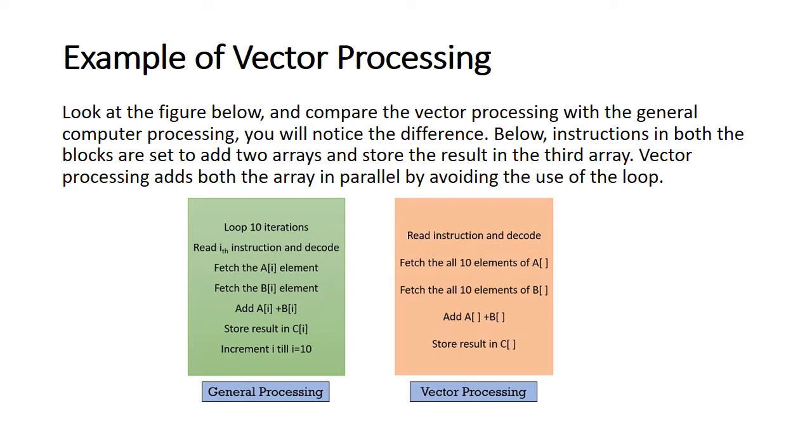On the other hand, if you follow vector processing, here we read the instructions and decode, fetch all 10 elements of A, fetch all 10 elements of B, and finally add the elements of A and B, and that will be stored as the result of the array addition in array C. So in general processing there is a loop that starts from 1 and is incremented to 10, but in vector processing there is no loop, so it avoids the overhead of the loop.